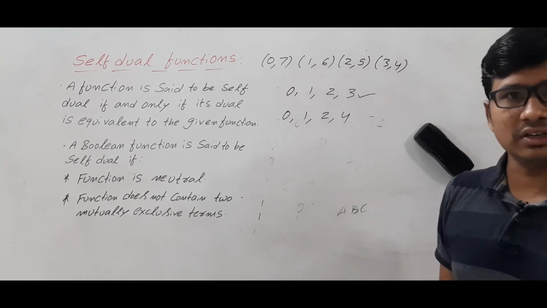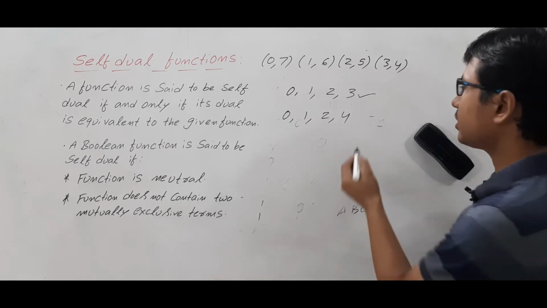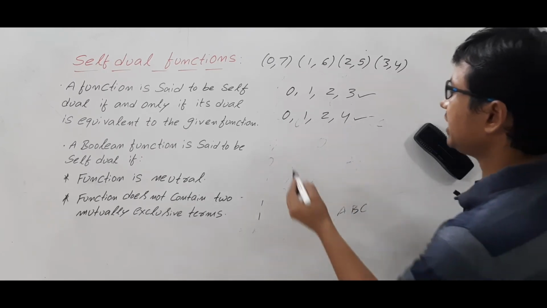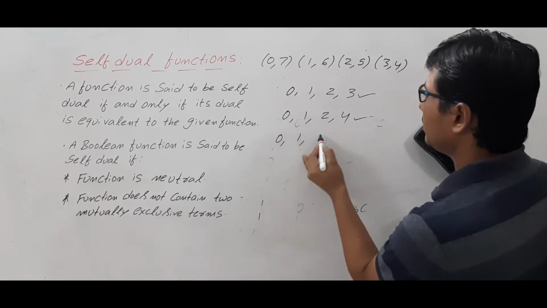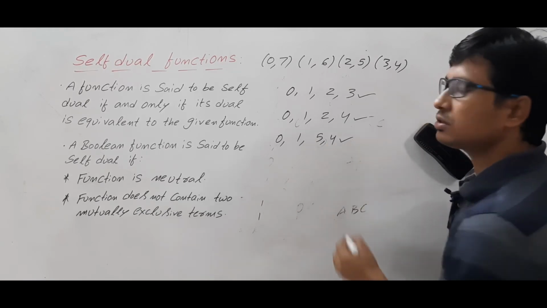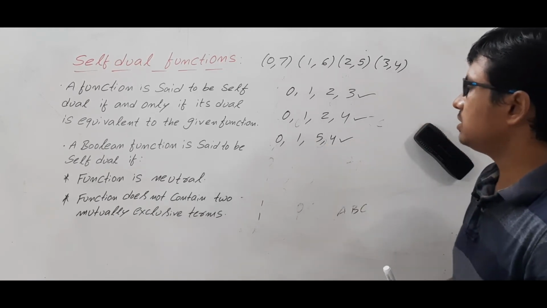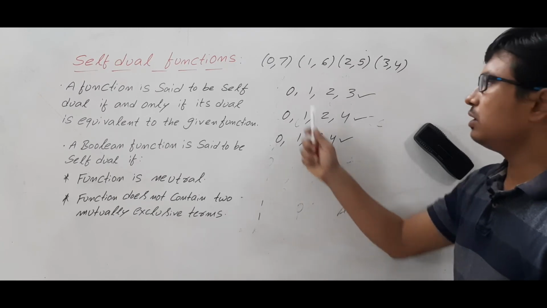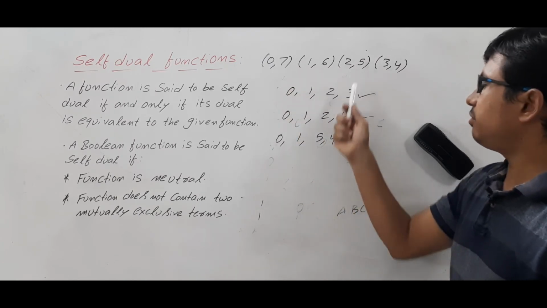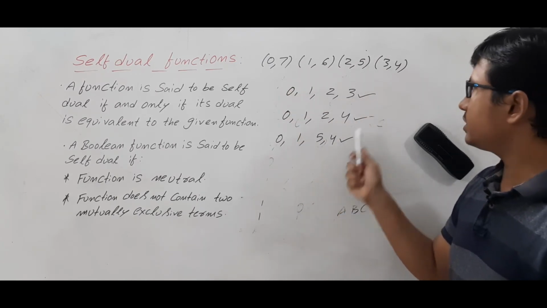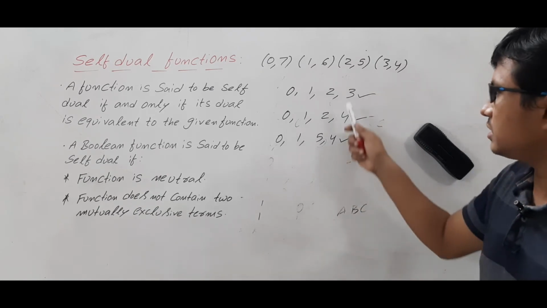Even this is also one self-dual. Will you agree with me or not? Is it clear? If I find another one, 0, 1, 5, 4. This is also one self-dual because 0 is there, 7 is not there. 1 is there, 6 is not there. 5 is there, 2 is not there. 4 is there, 3 is not there. So these are the self-dual.